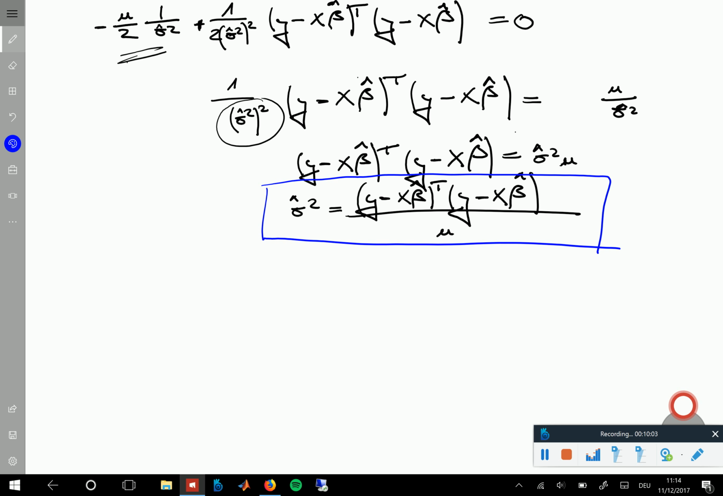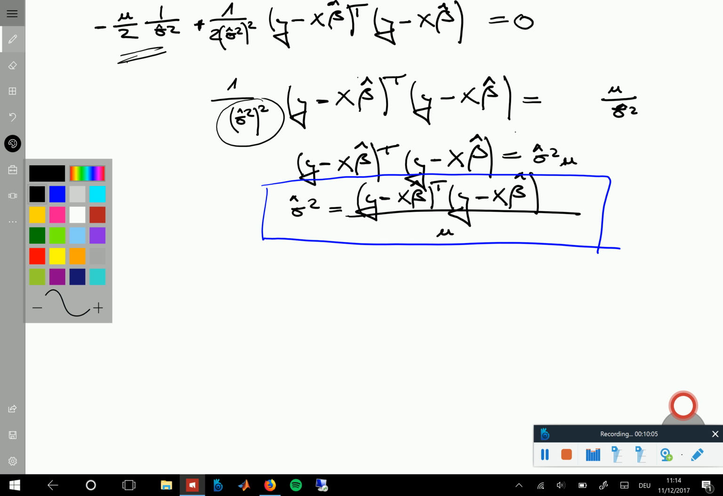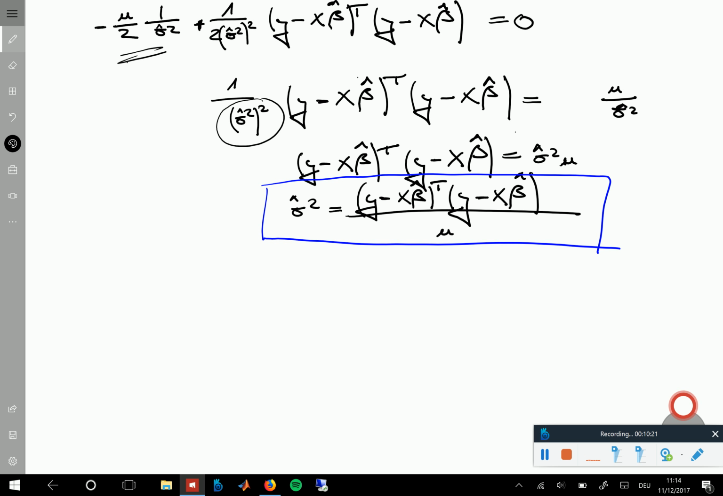There are a couple of interesting things about this. First of all, it's not the one that is actually used for estimating parameters in the GLM, because it turns out that this is a biased estimator. You have seen this problem before.